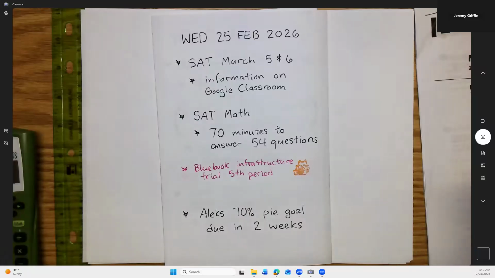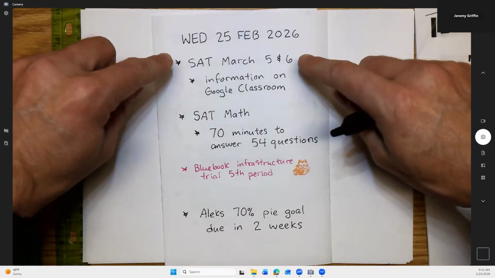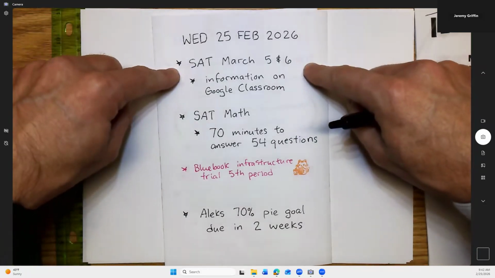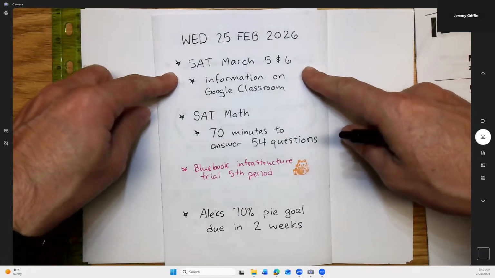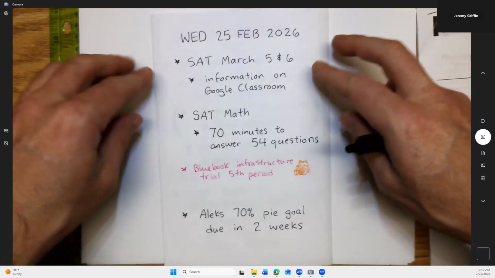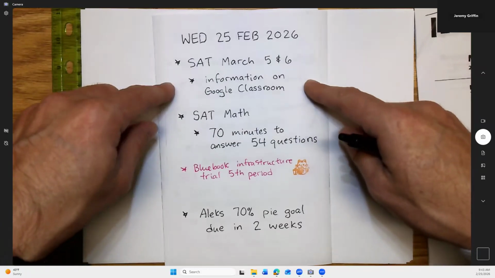It's Wednesday, February 25th. The SAT is coming up March 5th and 6th. The information is on Google Classroom. If you're testing, where you're testing, you might have some room locations if some of your teachers are proctoring. That's all in the Excel file.